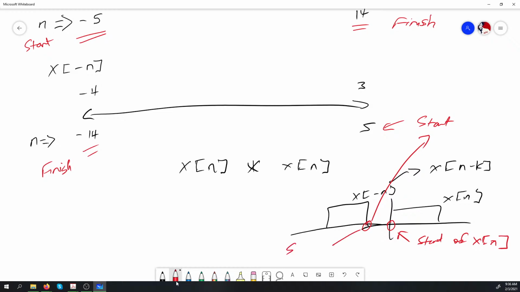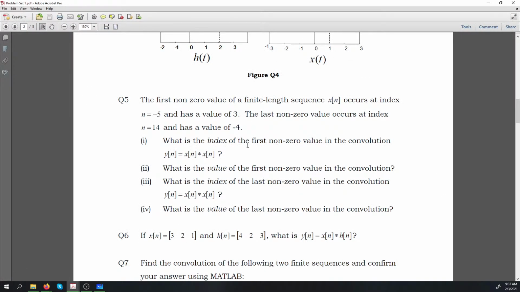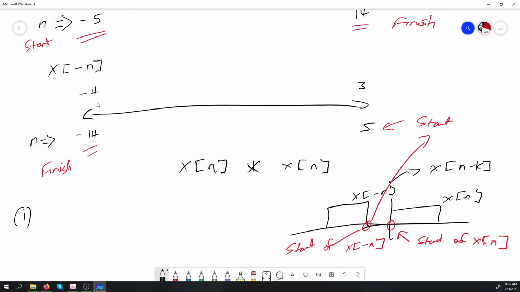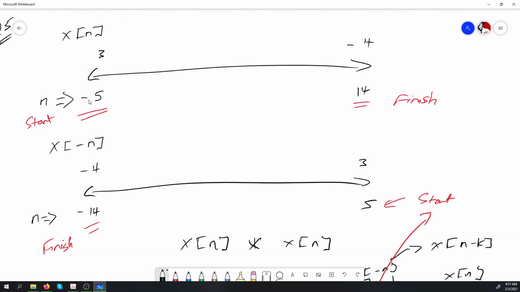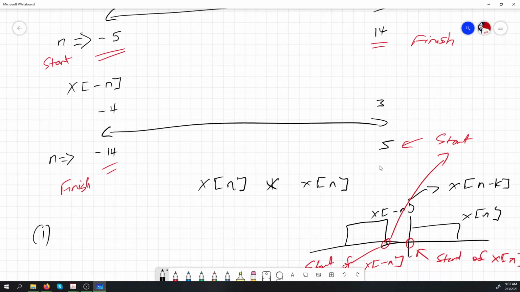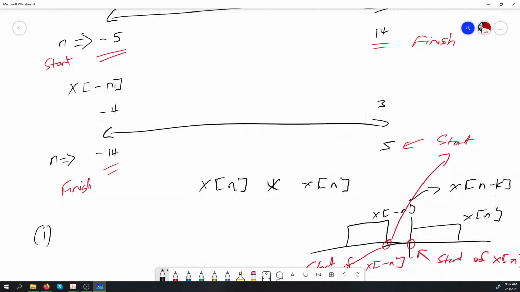That there is start of x of minus n. So in calculating our start here, because the question asks for the index of the first non-zero value in the convolution, we just need to observe what our start points are. So this here for x of n is -5, and for x of -n here, +5.